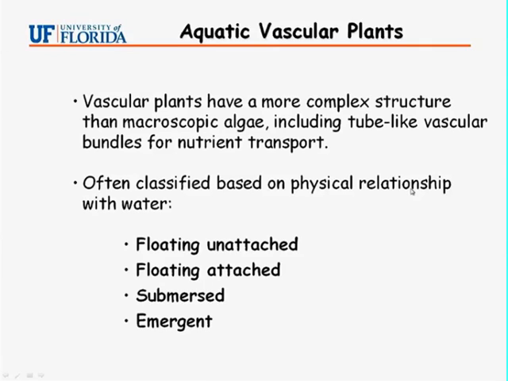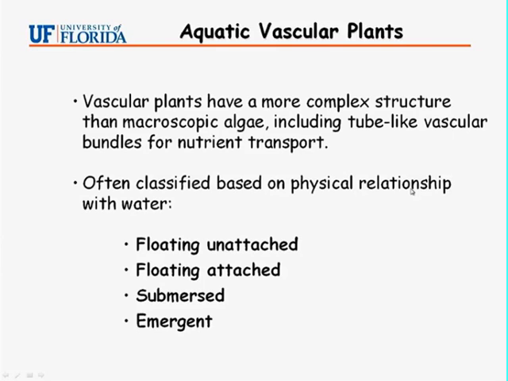So let's talk briefly about vascular plants. They can exist in many different forms and occupy different niches in aquatic environments. They have a more complex structure. They're differentiated into tissues, right? Unlike single-celled organisms or even colonial or filamentous or sheet-like structures seen in some of the other algae.